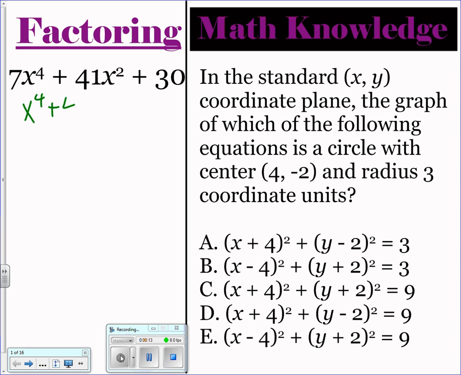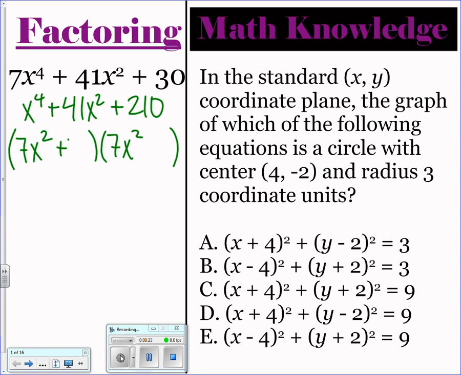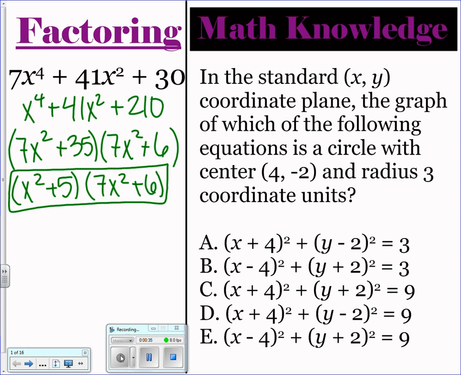So we're going to have, instead of a 30, 210. So you want to replace your 7 that you removed. And the numbers that you're going to use are positive 35 and positive 6. 7 and 35 both divide by 7. So you have x squared plus 5. And then the second factor won't reduce. So this would be your answer.